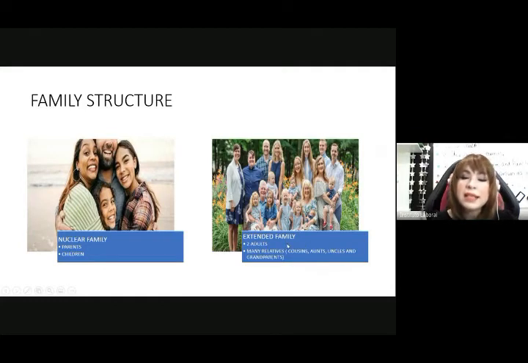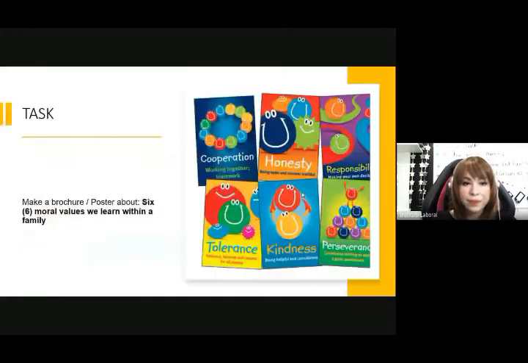Then we have the extended family. Extended family includes 2 adults, usually the father and the mother, but also there are many relatives living in the same place. We have cousins, aunts, uncles, grandparents, grandchildren, everybody living in the same house. We have these kinds of big families in some places of the world.